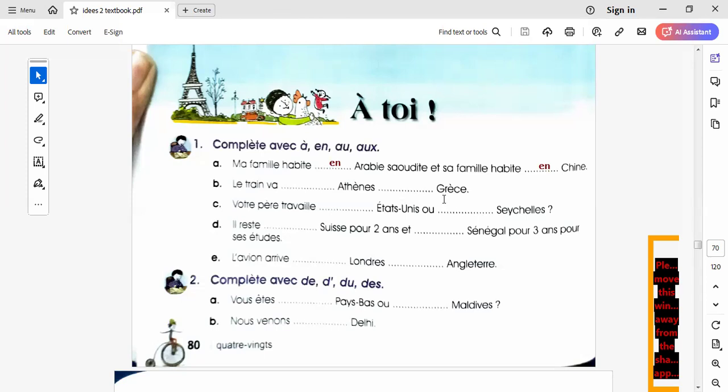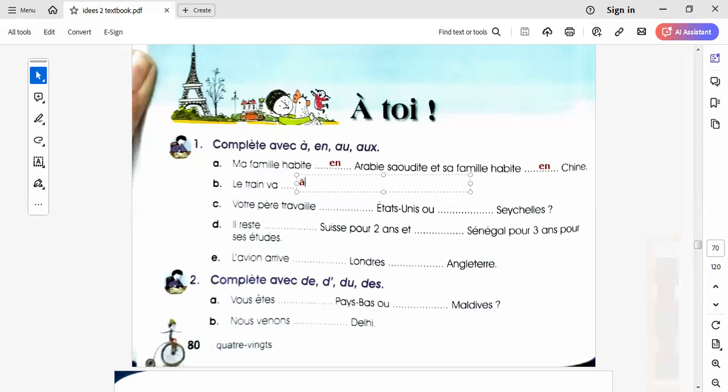Now, sometimes we are confused with the name. Sometimes we don't know if it is a country or a city. So here we are talking about trains. Generally a train moves in a country from city to city. So with cities, we write à. And Grèce is ending with E, so it is feminine. The answer is en.